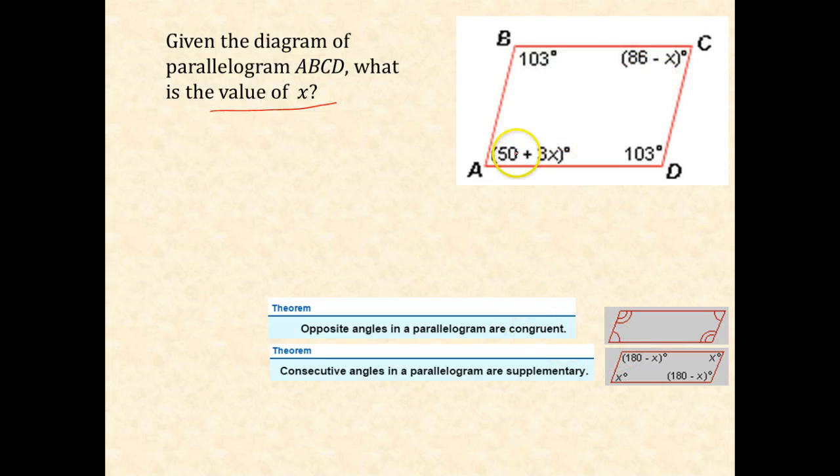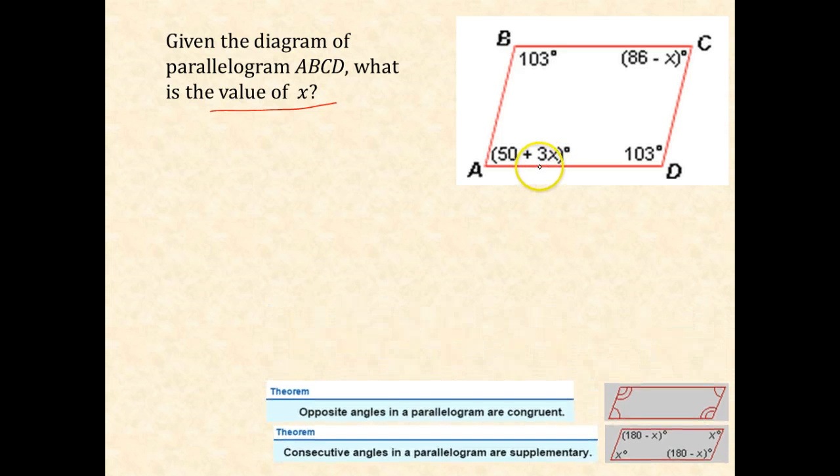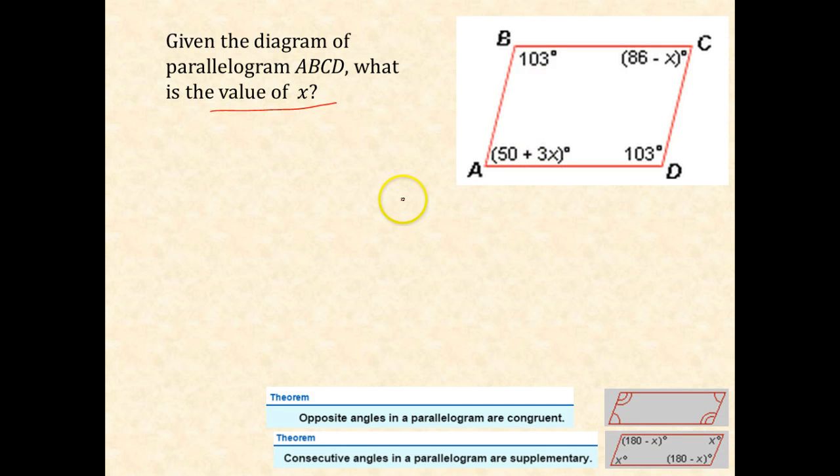We could set angle A equal to angle C using this theorem that says that opposite angles are congruent. But we could also say that 103 plus 50 plus 3x equals 180 degrees. We could use either one of these theorems. So I'll show you both. First, I will use this theorem.